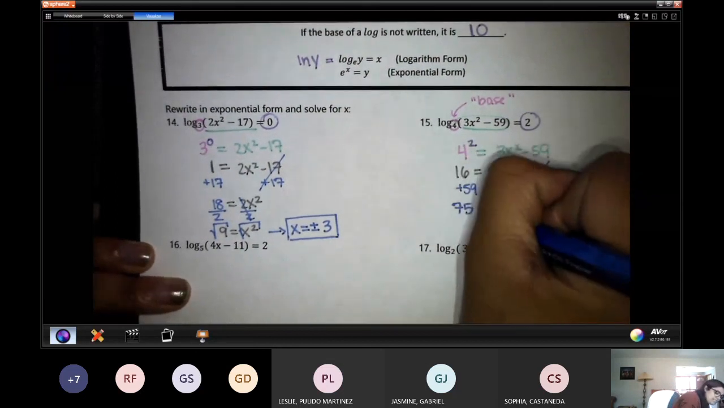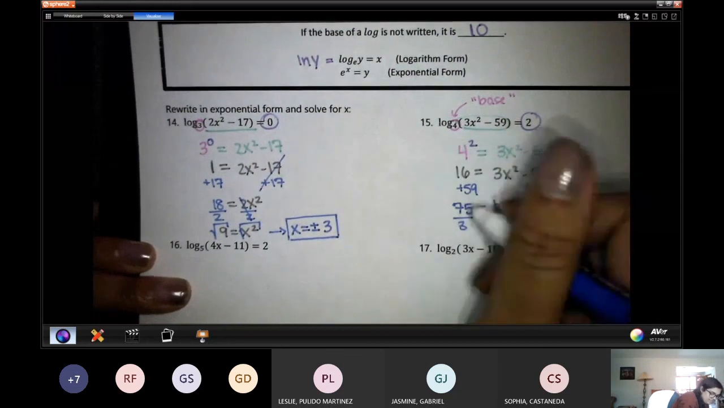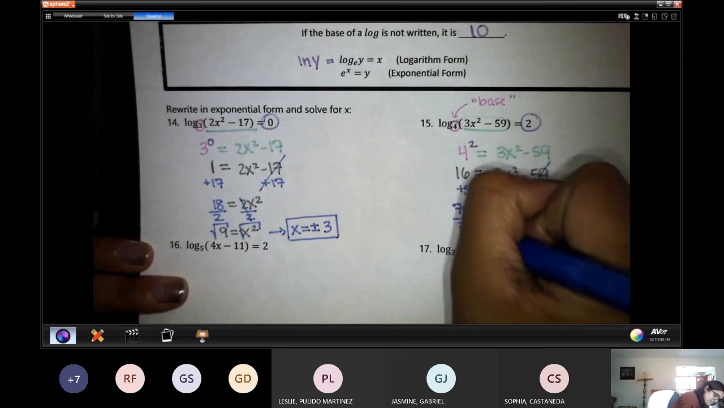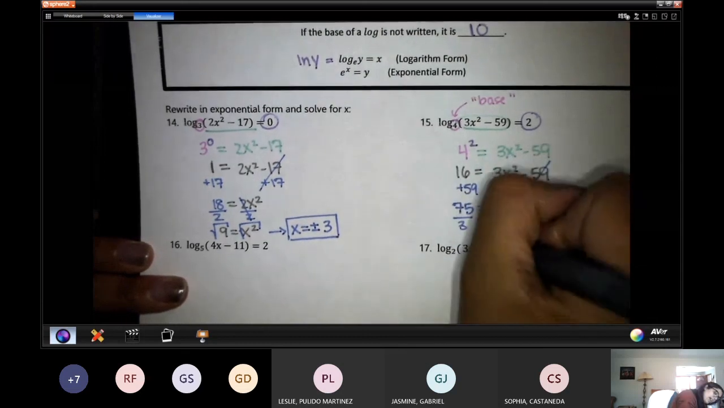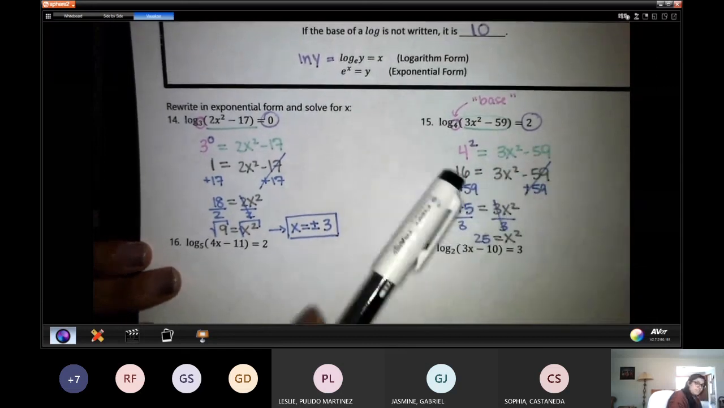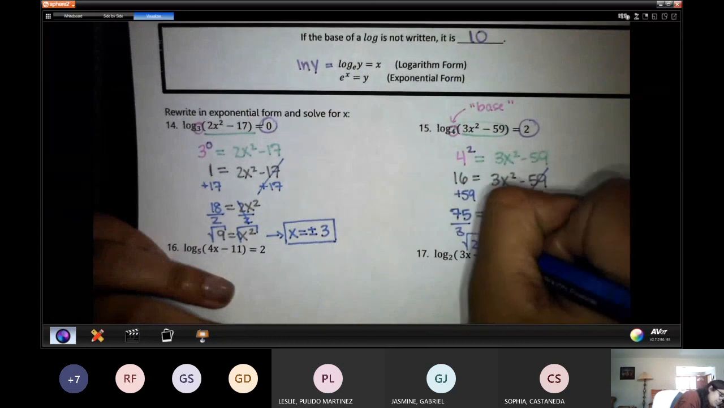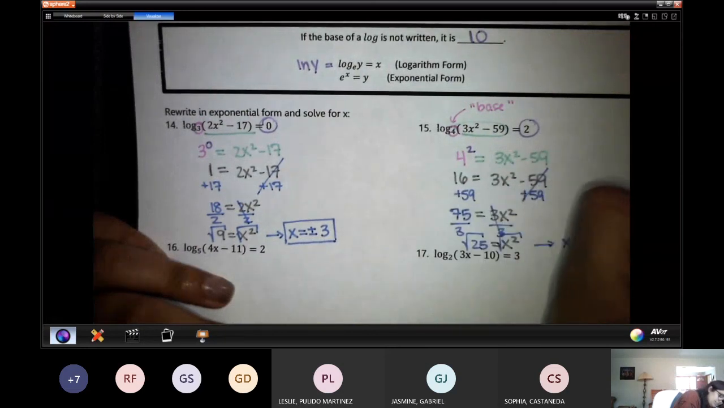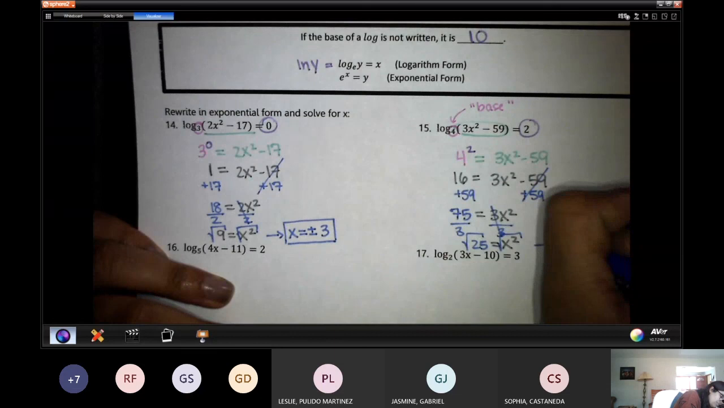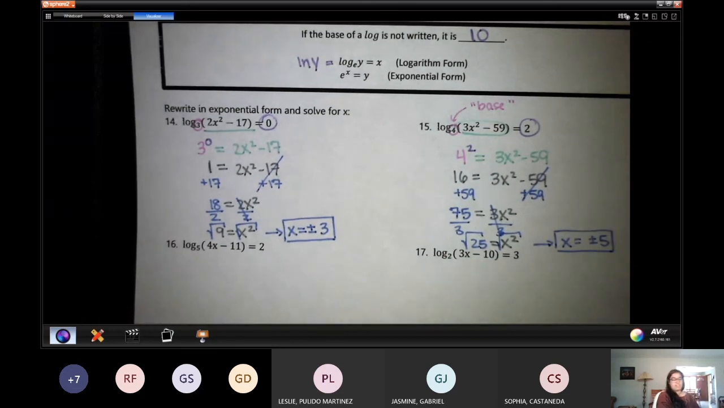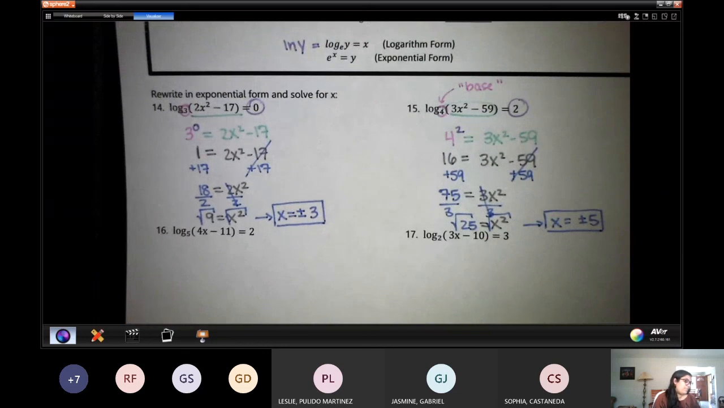So just solving, nice and straightforward. The only hard part here is just remembering that we have to convert first. The rest of it's very easy, very review-like. And then for here, we square root, and we get x equals plus or minus 5. All right. Hopefully we feel good about that.